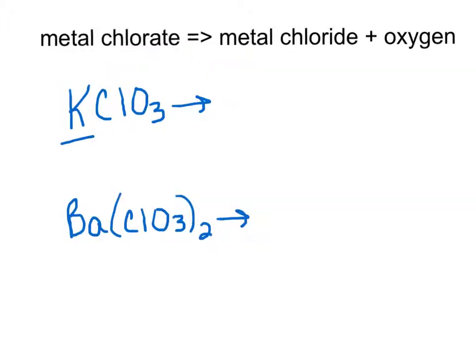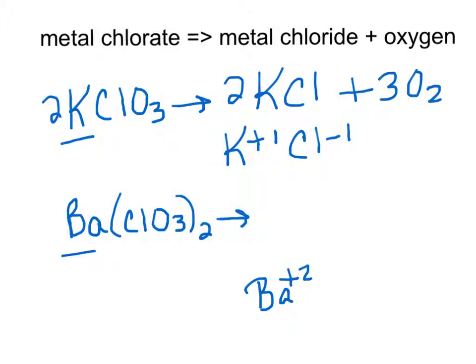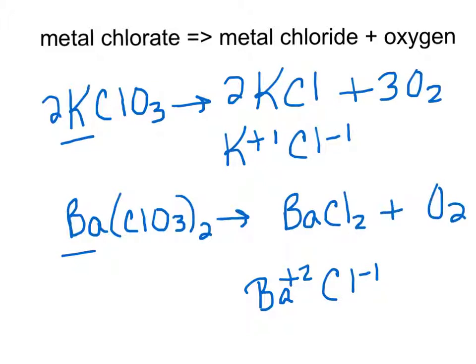In this example, potassium is the metal, so potassium 1+. And we're going to make the chloride, so you'd have potassium chloride plus oxygen, and then we'll balance the equation. In this case, barium is the metal ion, and we'll put it with chlorine to make the chloride. And then again, oxygen is diatomic, and then we'll need to balance those. So those are the first three types of decomposition reactions. There'll be one more type on set 5.